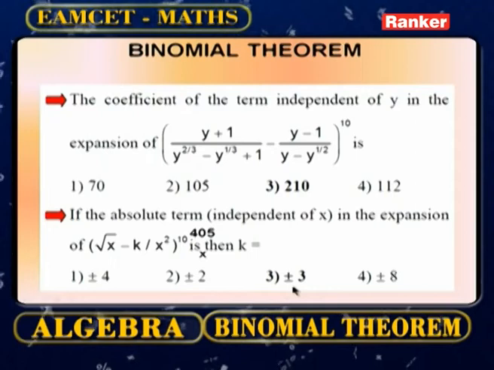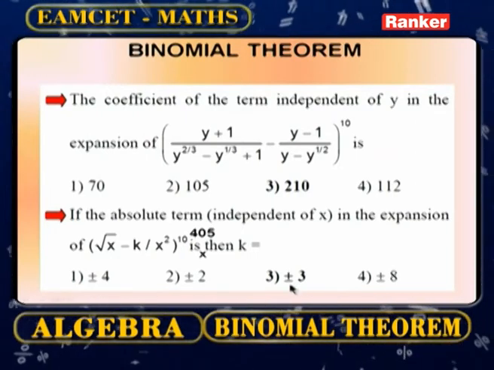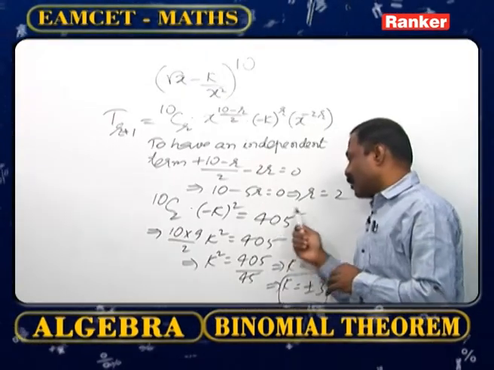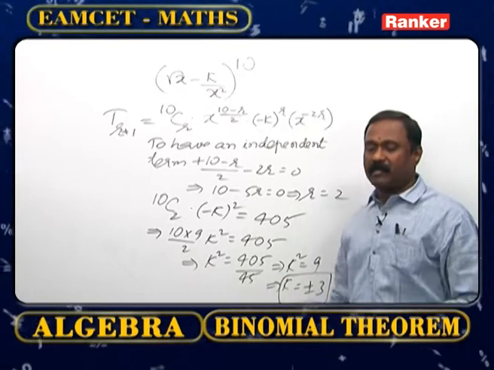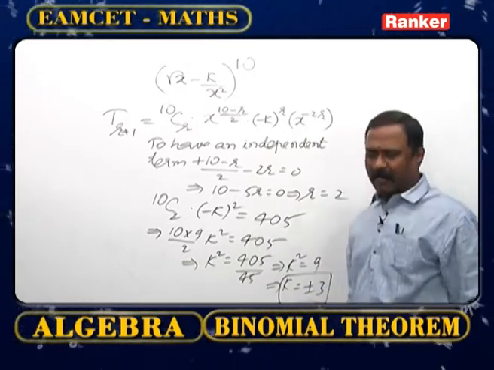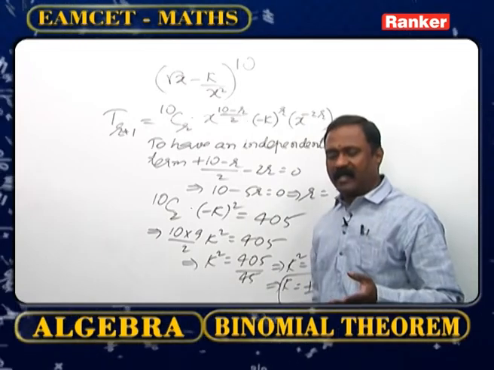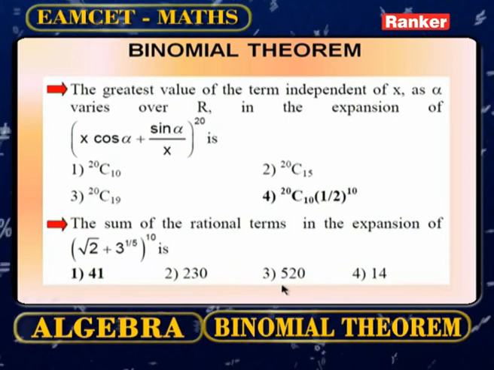The same problem is twisted like this. Some unknown quantity k is given and the term independent of x is already given, so from that we have got the value of k. It is a similar model with a little twist. So plus or minus 3, the third option, is the correct one. Okay, let's go through the next one.